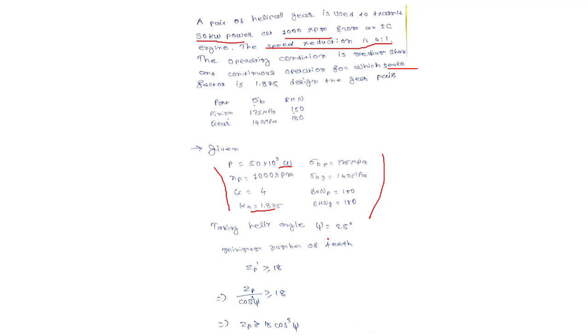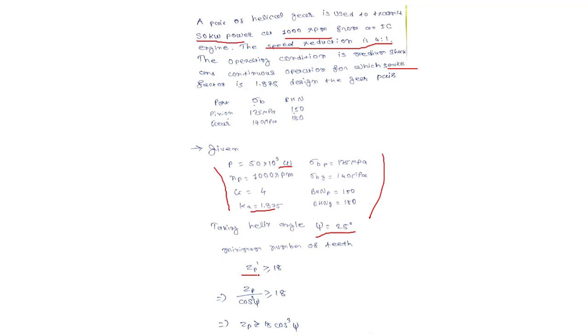And we all know that for the helical gear we must know the helix angle. Here the helix angle is not given, so we are taking the default value, 25 degree. The helix angle psi is equal to 25 degree. Also the number of teeth is not available, so we can use the minimum number of teeth, and to avoid interference the minimum number of teeth should be greater than or equal to 18. So we are putting like this: ZP dash is greater than or equal to 18.